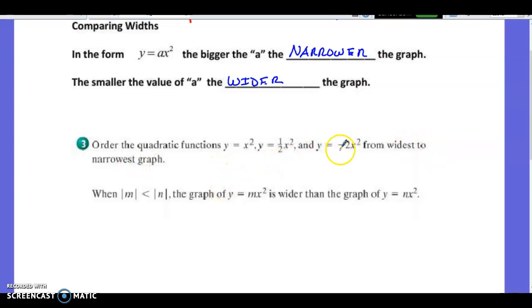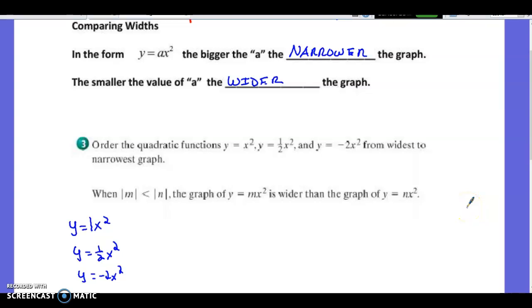The negative just tells direction, so it can still be wider even though it's opening a different direction. So don't worry about that. Again, look at kind of like the absolute value of your a. So in this case, I have 3 graphs: y equals x squared, y equals 1/2 x squared, and y equals -2x squared. So in all these cases, these are my a's, right? My a here would be a 1.